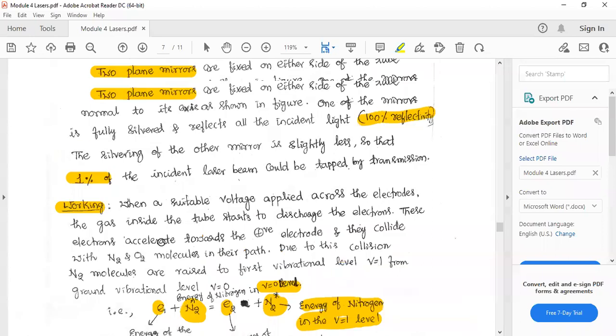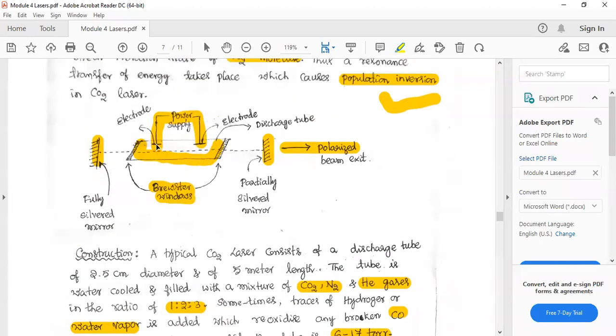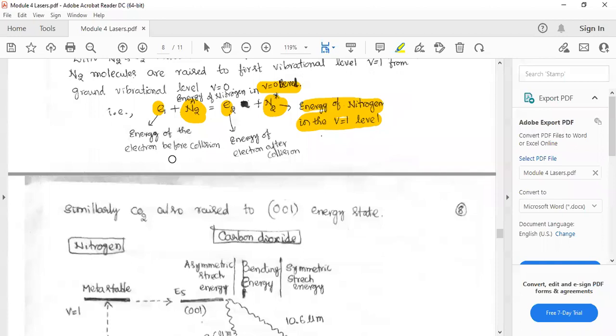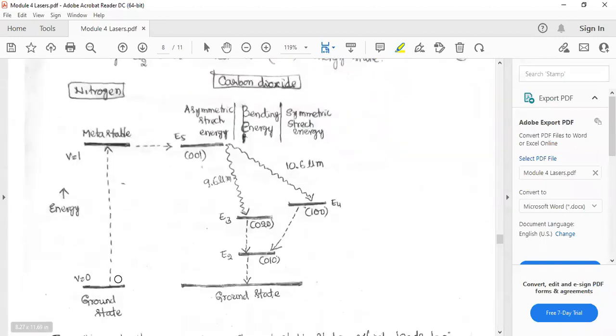Electrons from these electrodes, let me show you. Suppose this is a cathode, electrons will move from the cathode towards the anode. While moving towards the anode, they will hit the nitrogen molecule and the nitrogen molecule will get excited. In this diagram you can see that this nitrogen molecule now goes to the excited state V1, the vibrational excitation level. Now this metastable state, or V1 state, of nitrogen matches with the asymmetric stretching energy of the carbon dioxide molecule.